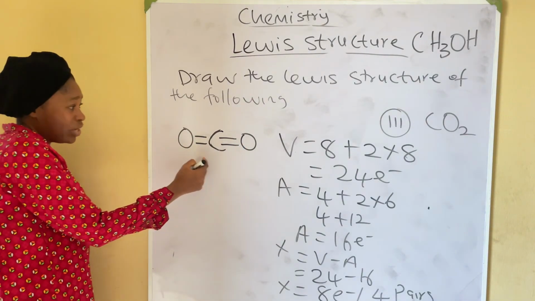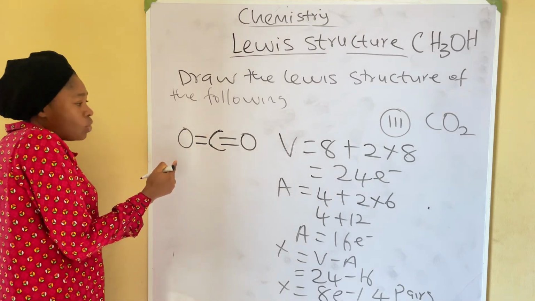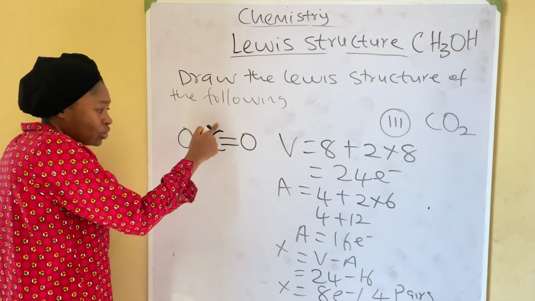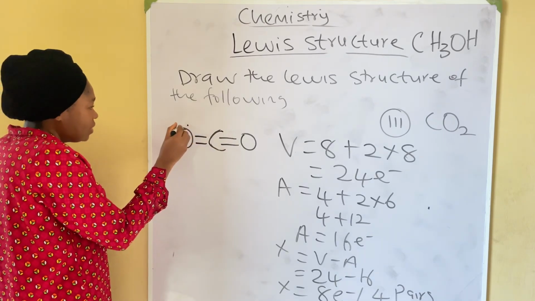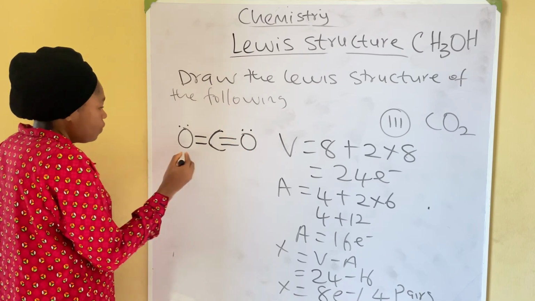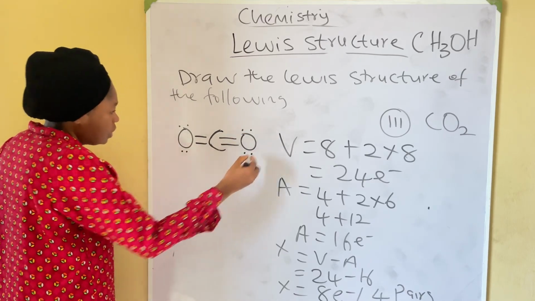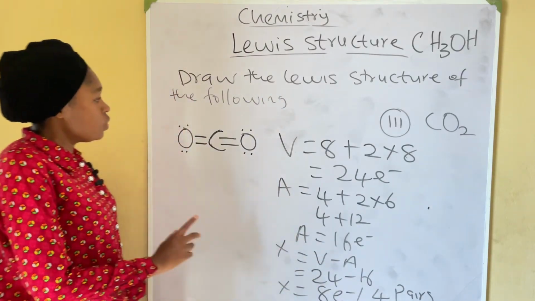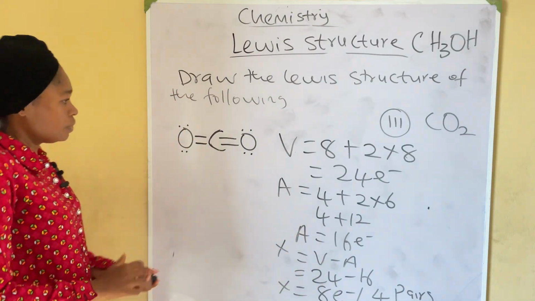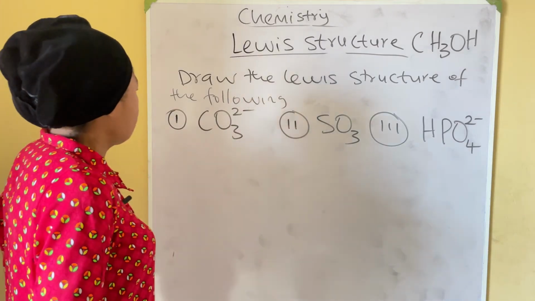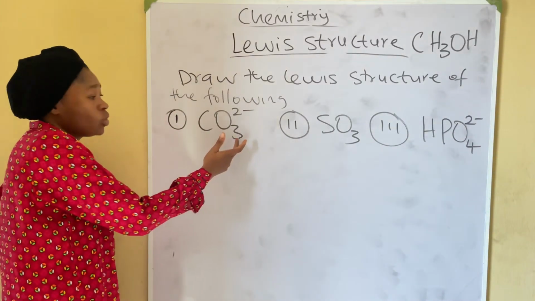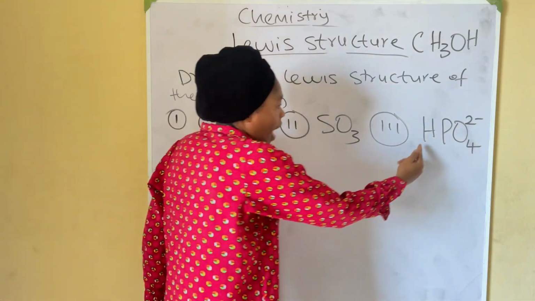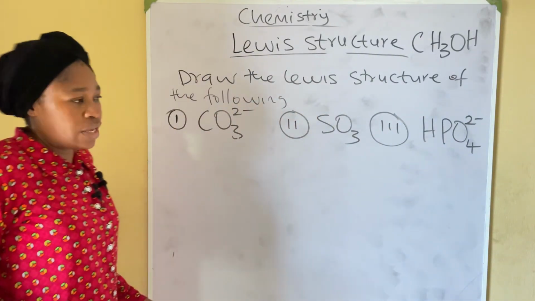So 8 electrons are already entered. The remaining ones, place them on the oxygens. This carbon has the octet configuration, so we don't need to put any electron again here. So this is 8, 9, 10, 11, 12, 13, 14, 15, 16. You can see 16 electrons, which is our available electron. So this is the Lewis structure for carbon(IV) oxide. Okay, let's look at this. The Lewis structure for what? Trioxocarbonate(IV) ion, sulfur(VI) oxide, hydrogen tetraoxophosphate(V) ion.